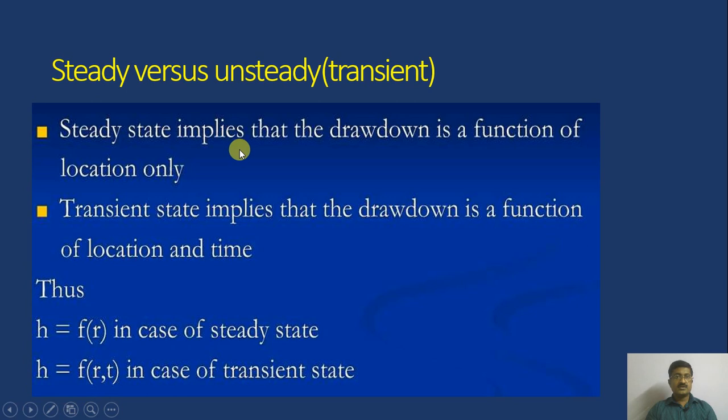Now, steady versus unsteady or transient flow. Steady state implies that the drawdown is a function of location only. Transient state implies that the drawdown is a function of location and time. Thus, h is equal to f(r) in case of steady state, and h is equal to f(r, t) in case of transient state. So the transient state implies that it is a function of location and time, whereas in case of steady state, it is a function of location only.